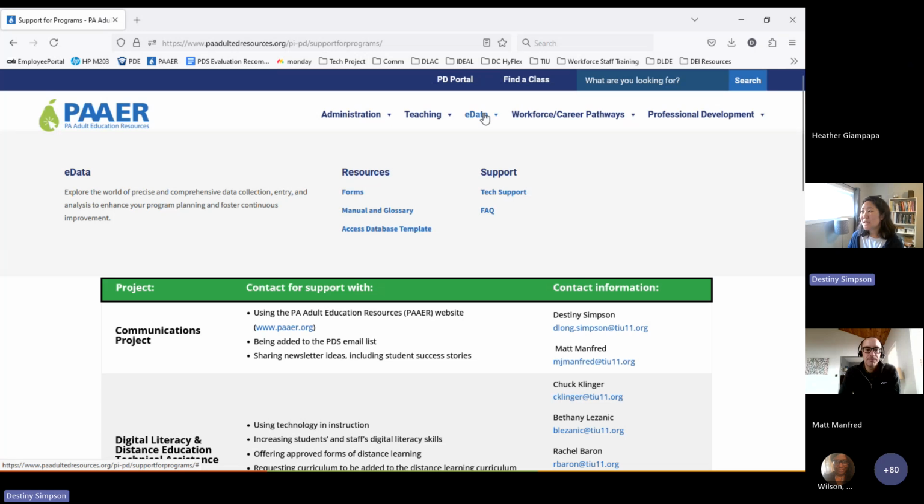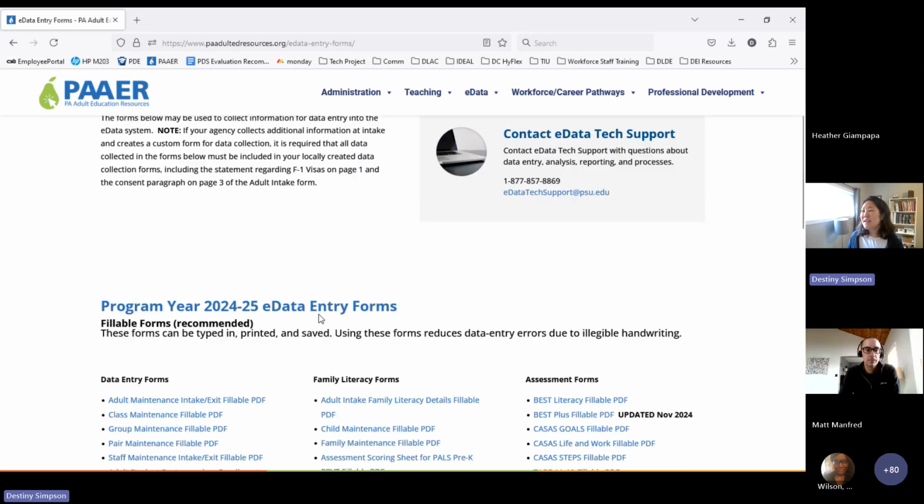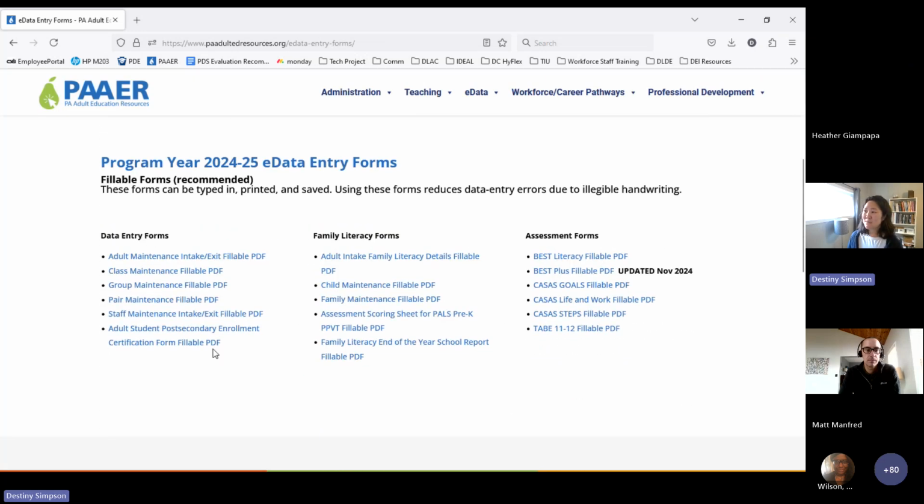So we'll take a quick peek at the eData section. This is something that you all, it seems like based on your earlier responses, are pretty familiar with. But under here are the eData forms. Just keep in mind that the fillable forms are recommended because being able to type in the information helps reduce any data entry errors that might be caused by handwriting or things like that.